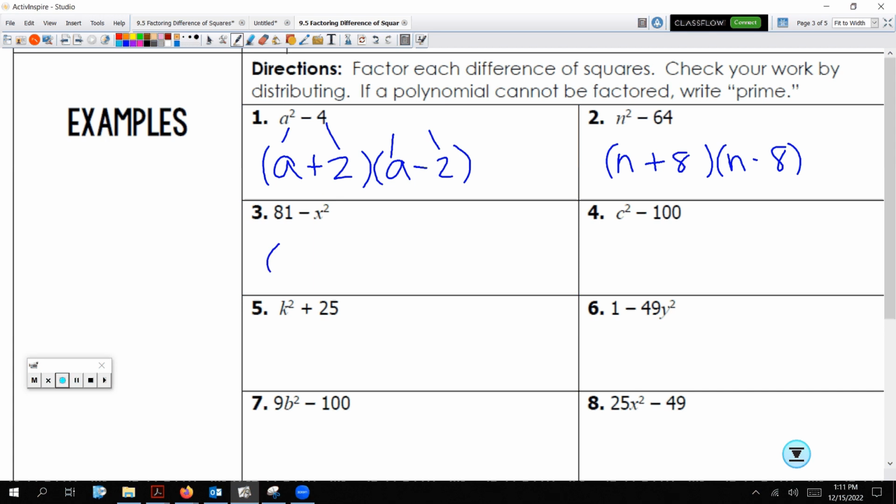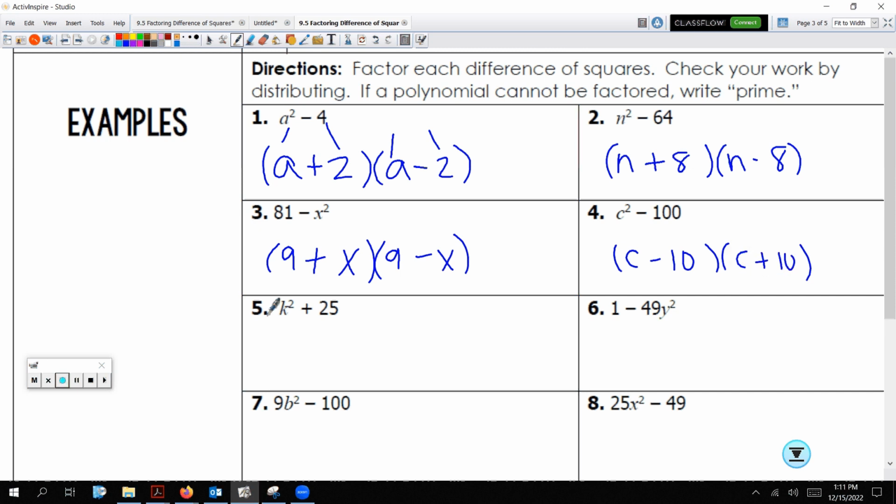When you factor it and you take the square root of 81, that's 9. That's going to go here and there. And then the square root of x squared, or just basically dividing the exponent by 2, right? I just have x and x. And my signs are opposite, 1 positive, 1 negative. All right, for number 4, c squared minus 100. Easy peasy, they're both perfect squares, so c minus 10 and c plus 10.